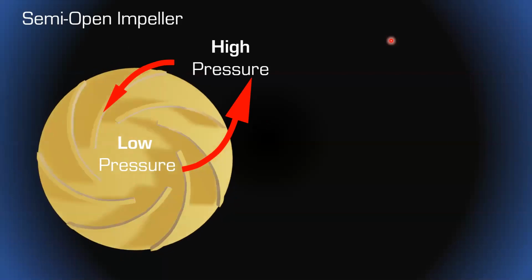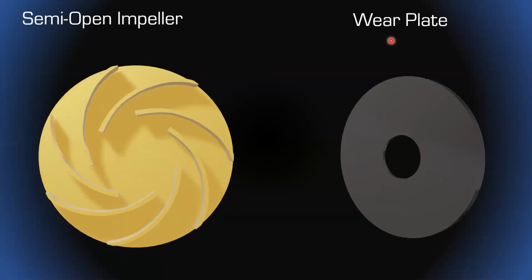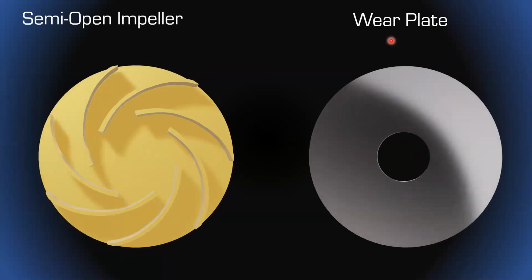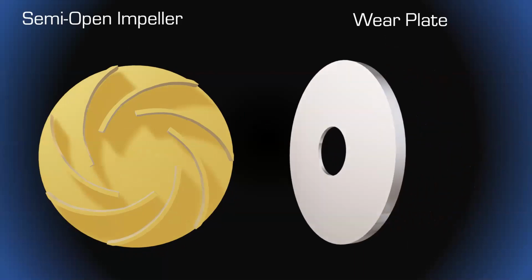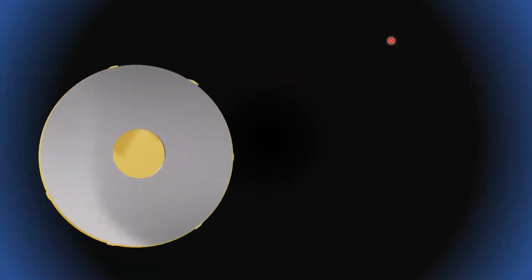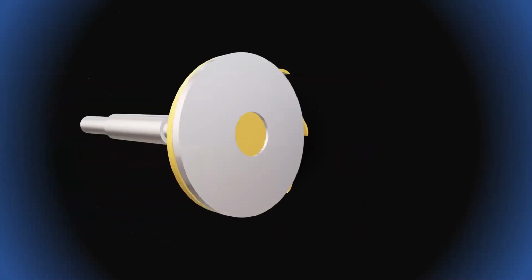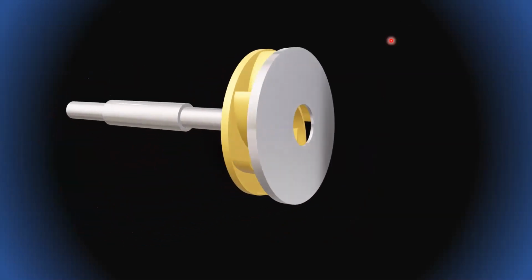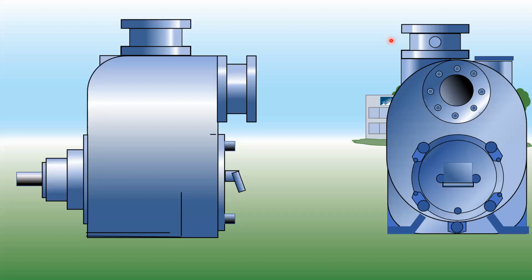So with a semi-open impeller, we have to add what's called a wear plate. And most semi-open impellers have this. This wear plate will fit tightly up against the face of the impeller and ensure that the liquid does not sneak back to the low pressure zone. And we'll take a look at that right here.